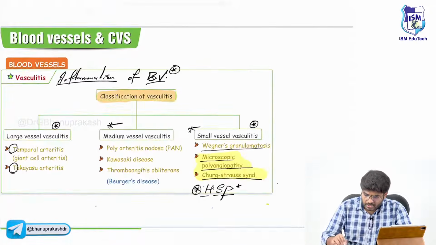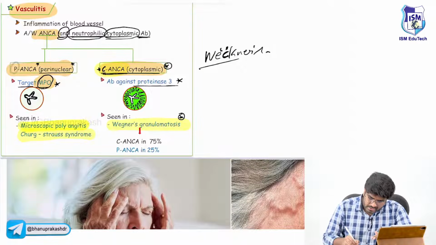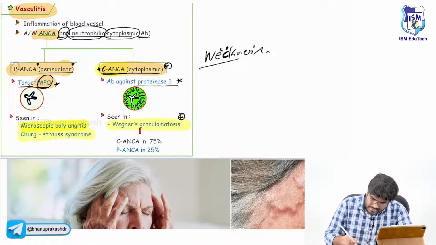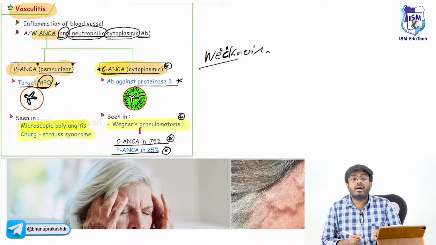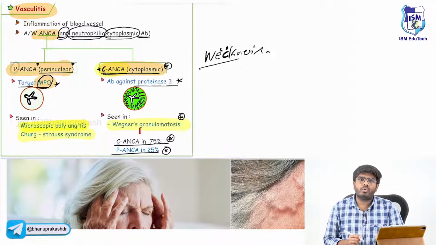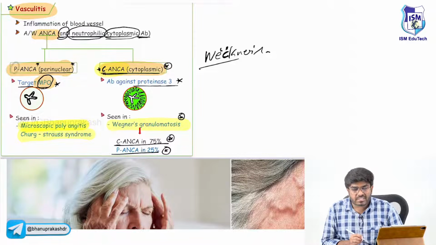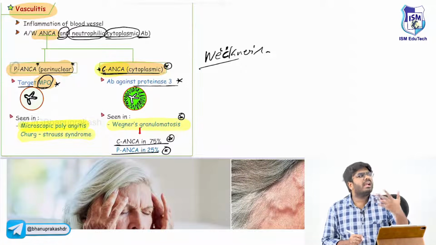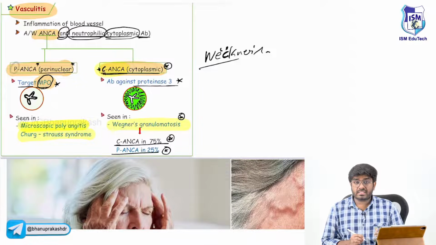Wegener's granulomatosis is also a type of small vessel vasculitis. In 75% of the cases of Wegener's granulomatosis, there is presence of C ANCA, and in 25% of the cases, P ANCA is positive. So P ANCA is present in Wegener's granulomatosis, true. It is present in microscopic polyangiitis and Churg-Strauss syndrome, true. But in 75% of Wegener's granulomatosis cases, C ANCA is present. P ANCA is present in many other conditions, even in inflammatory bowel diseases, ulcerative colitis also.